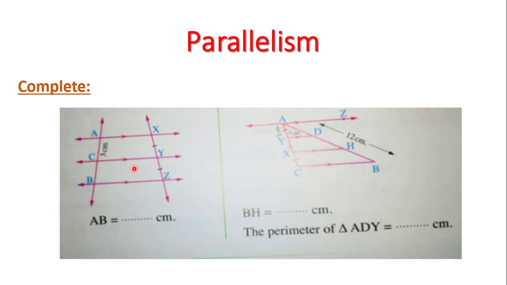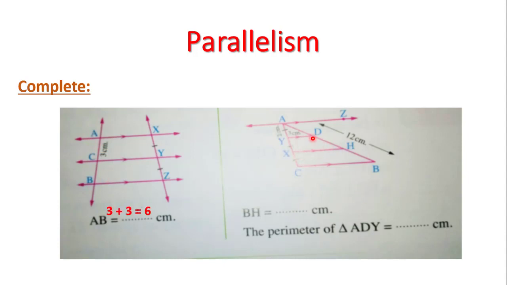Let's take this exercise. Here we have parallel straight lines, and the parallel straight lines here divide this straight line into line segments equal in length. We have the same sign here and here. So XY equals XZ. So AC will be equal in length to CB. It means AB will be 3 plus 3, which is 6.